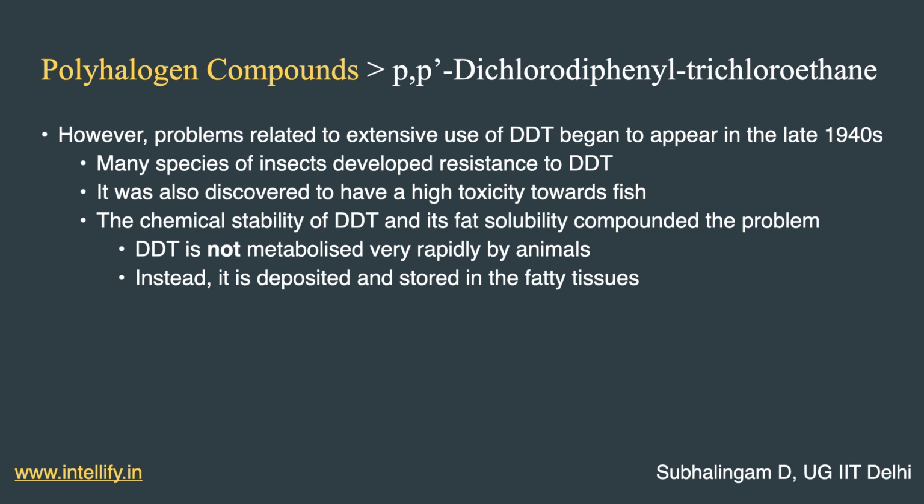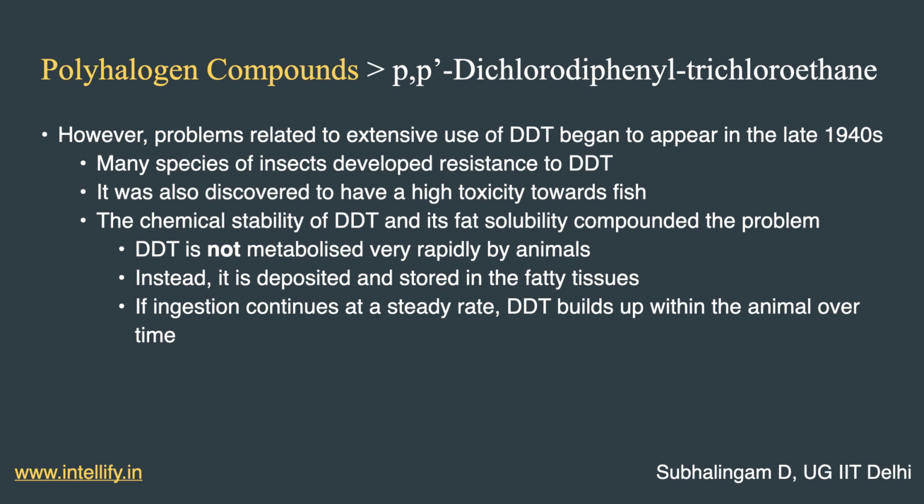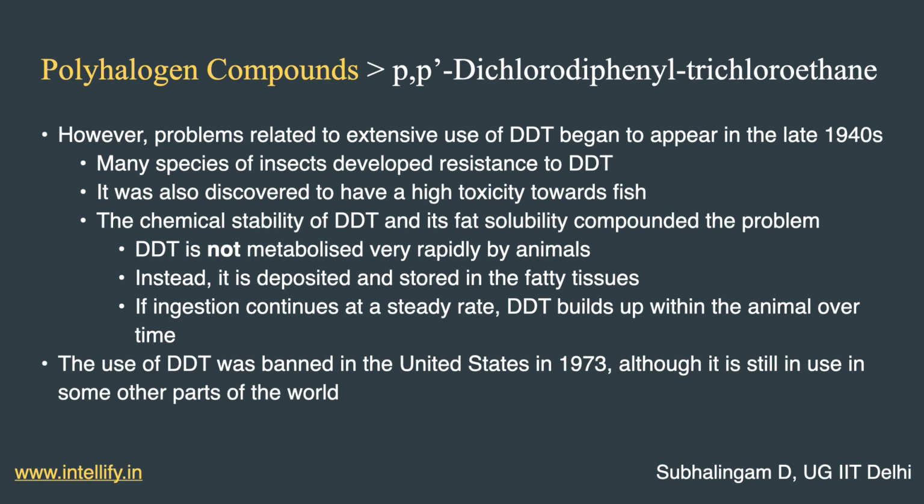Instead, it is deposited and stored in the fatty tissues. If ingestion continues at a steady state, DDT builds up within the animal over time. The use of DDT was hence banned in the US in 1973, although it is still in use in some other parts of the world.